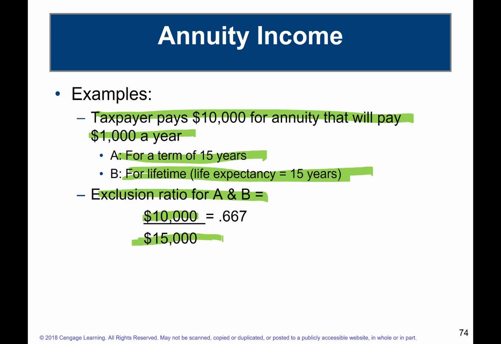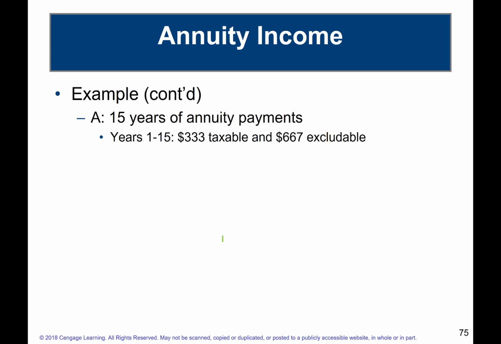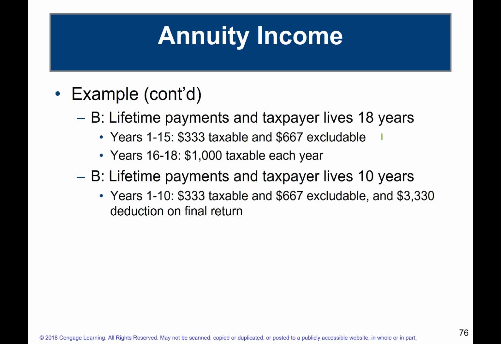And in the denominator, we have the 15,000 that they're estimating they'll receive, either because they think the person's going to live 15 years, or they think that the term is for 15 years, and they're going to stop paying after 15. Okay? So if it is 15 years of annuity payments made in years 1 through 15, $333 is going to be taxable, and $667 is excludable.